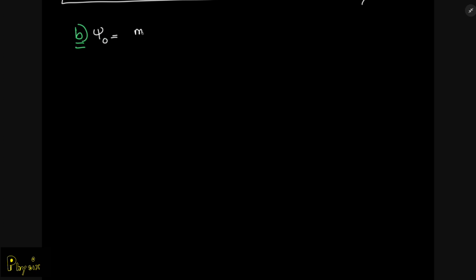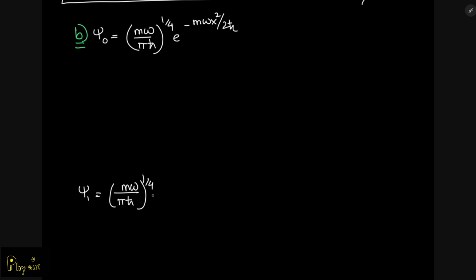ψ₀ is (mω/πħ)^(1/4) e^(−mω x²/2ħ). Well, ψ₁ is (mω/πħ)^(1/4) times 2mω over the square root of 2ħmω, times x e^(−mω x²/2ħ). We'll get to ψ₂, but let's do ψ₀ and ψ₁ first.